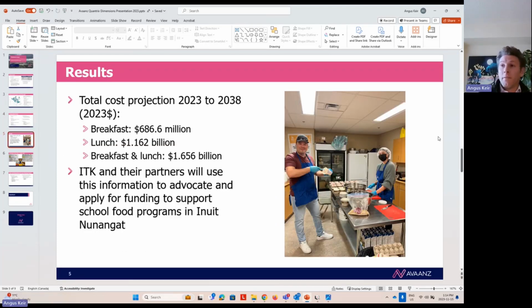The results of this project and what's been published is that the total cost projection between 2023 and 2038 for a breakfast food program in Inuit Nunangat will be $686 million. That's Canadian, mind you. It'd be more if it was American. For the lunch program, $1.162 billion. And for a breakfast and lunch program, $1.656 billion. Inuit Tapiriit Kanatami will use this information with their partners to advocate and apply for funding support for school food programs in Inuit Nunangat.